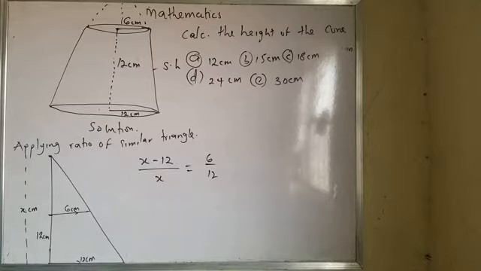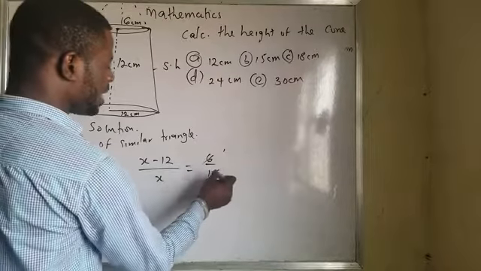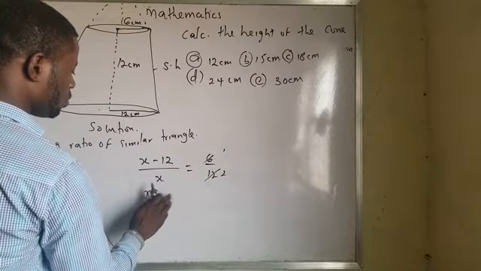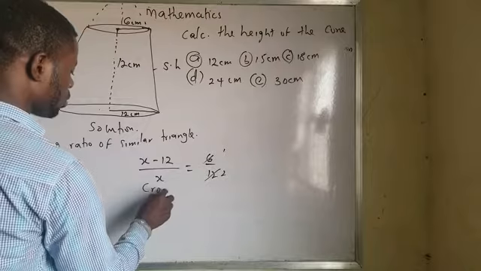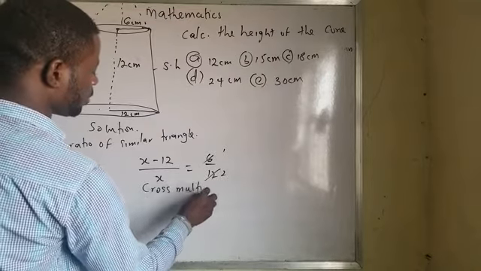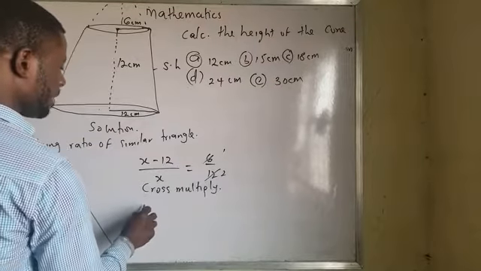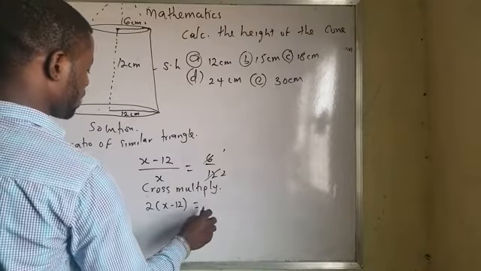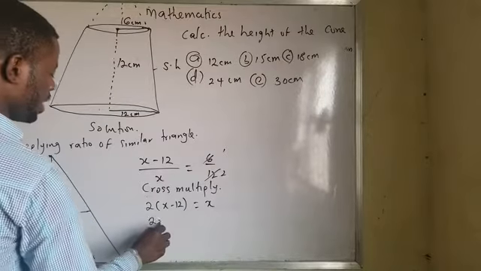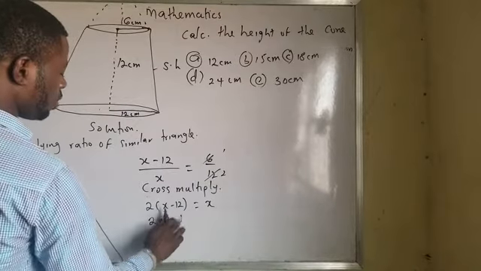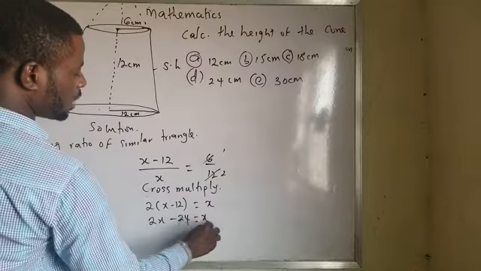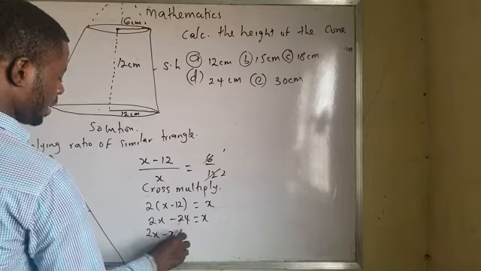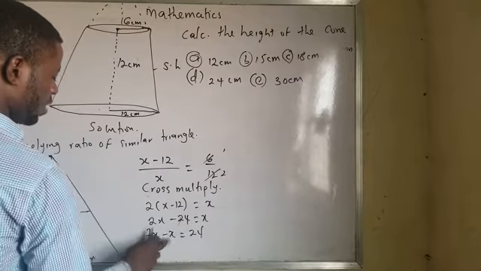Now, at this point, it means here 1, here 2. Now, I cross multiply. It means 2 bracket of x minus 12 equals x. So 2x minus 24 equals x. Now, I want to collect like terms. 2x minus x equals 24. Now, here will be what?